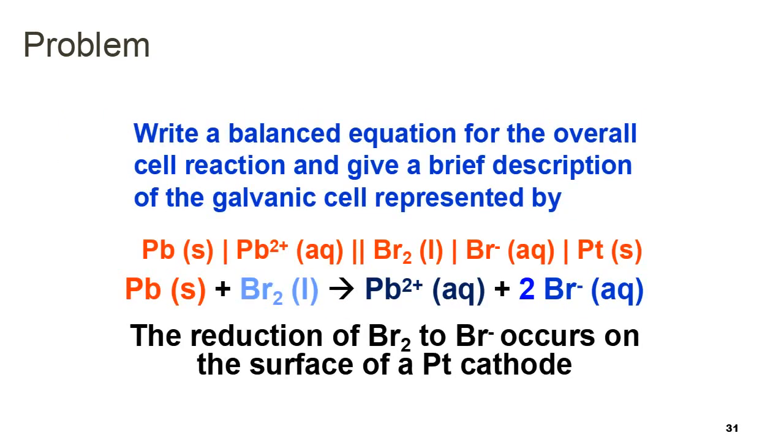Second test. Write a balanced equation for the overall cell reaction and give a brief description of the galvanic cell represented by lead atoms in bromine water. Please note that the reduction of bromine atoms to bromide ions occurs on the surface of a platinum cathode.